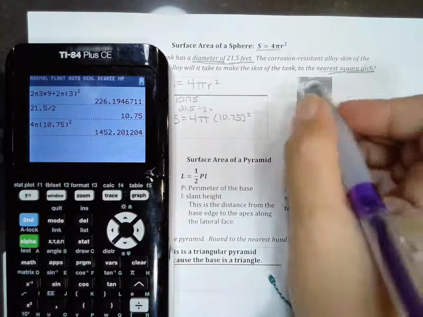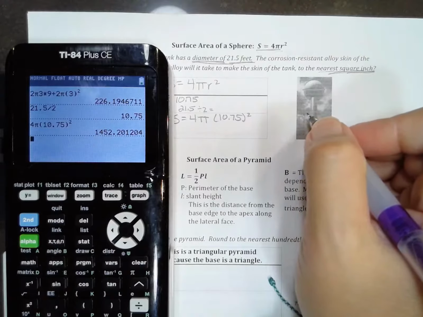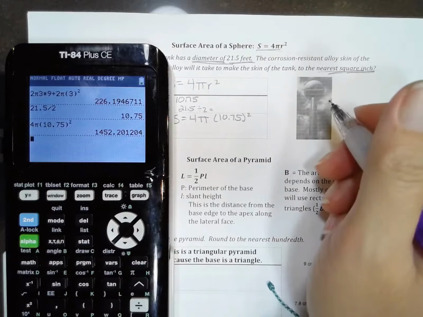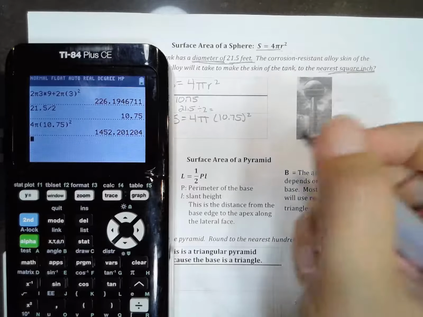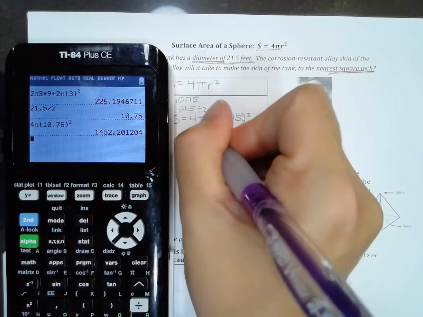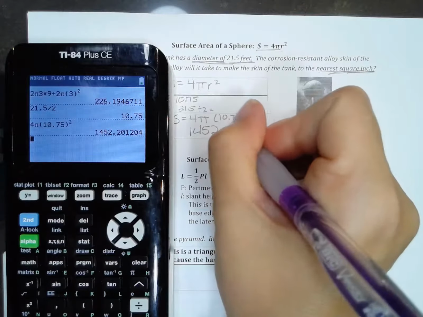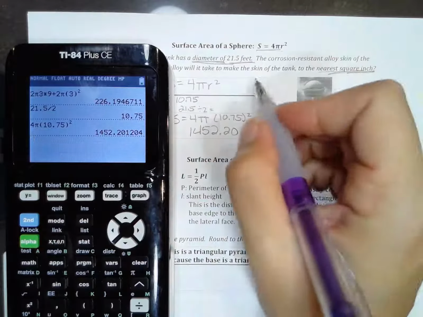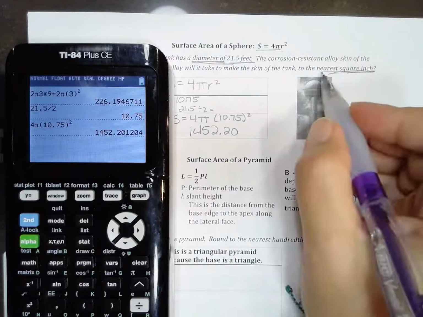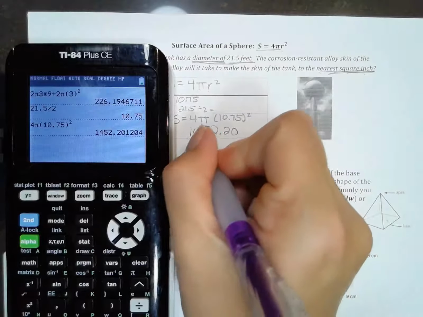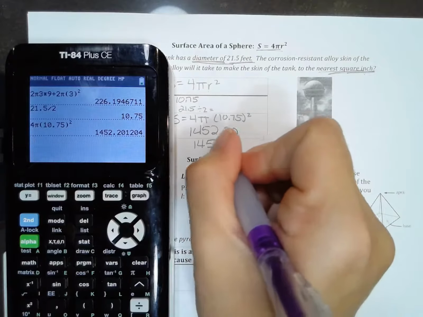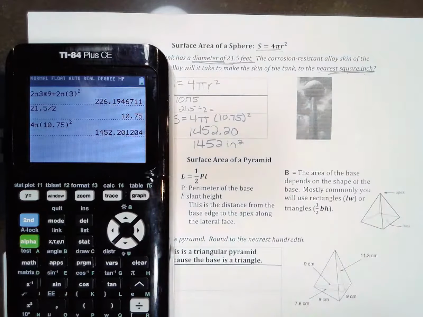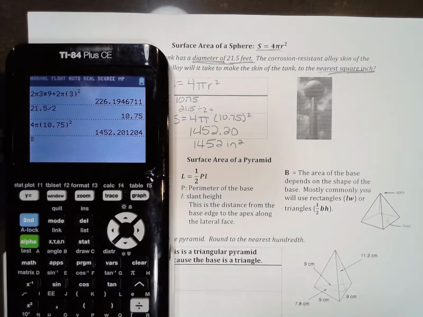So I find that the surface area, the amount of alloy that is going to be needed to make the skin of this tank, just the surface area of it, is 1,452.20, and it's square inches. It said round to the nearest inch. So I'm going to need 1,452 square inches of corrosion-resistant alloy to cover that spherical water tank.